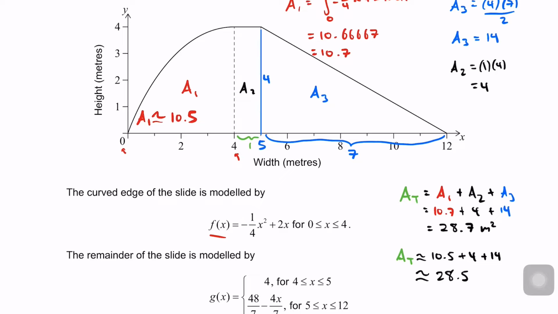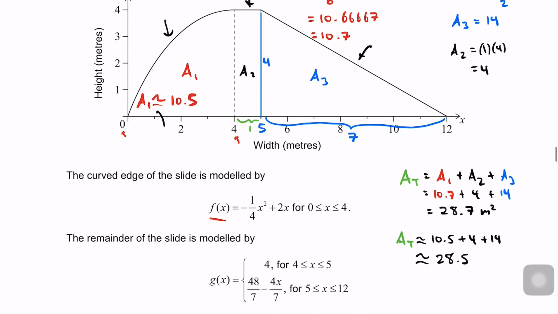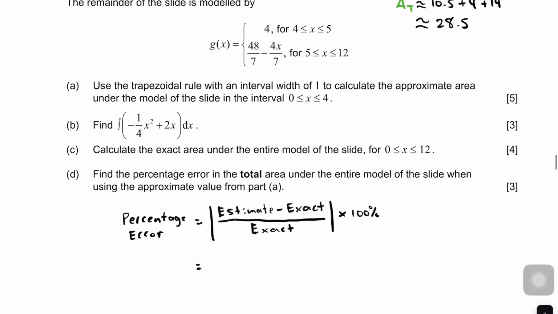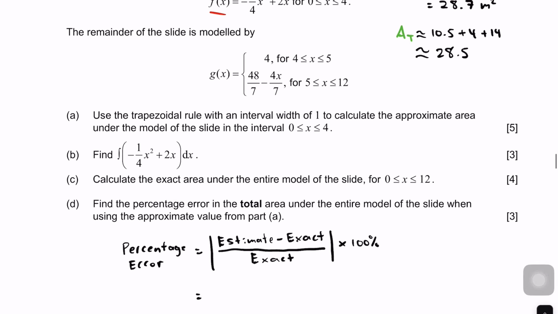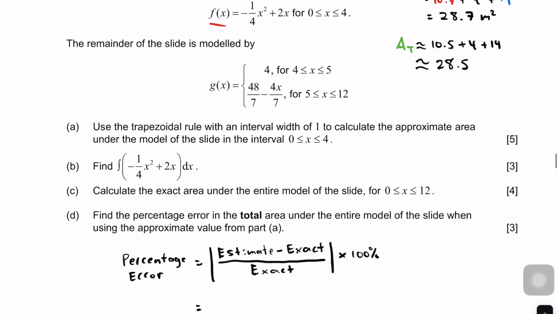The idea is that this is still a rectangle, and this is still a triangle. So this we can calculate directly. There's no error here. It's only in this curved section where we are approximating. So this is our approximation, and this is our exact value. So going down here, once again, estimate minus exact. That'll do.